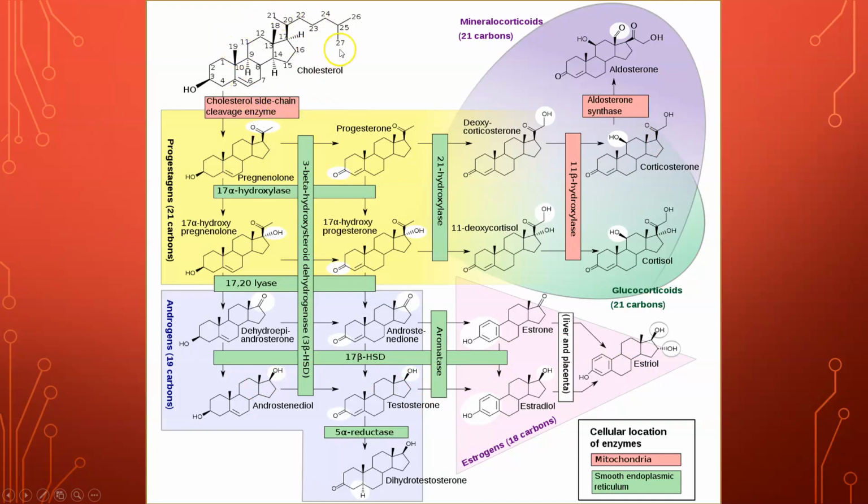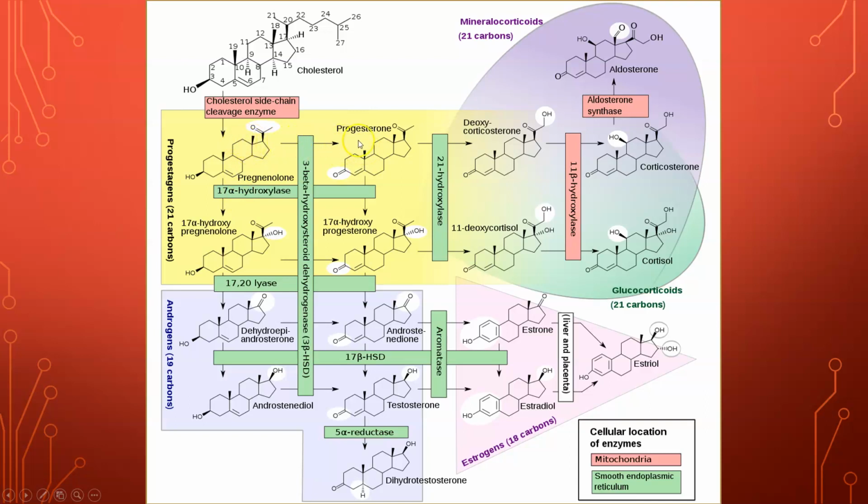So we start these pathways here with cholesterol, the common precursor. And this is a rate-limiting step. It has to convert to pregnenolone. So that is the first step. So you have to be able to make pregnenolone. Once you make pregnenolone, there's different pathways.